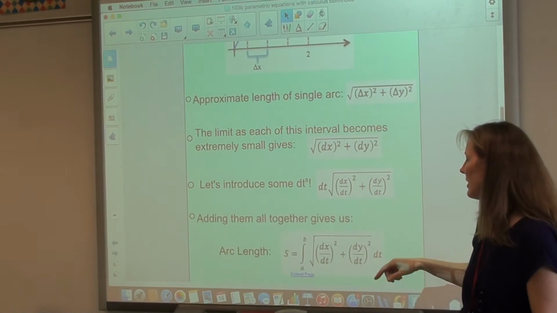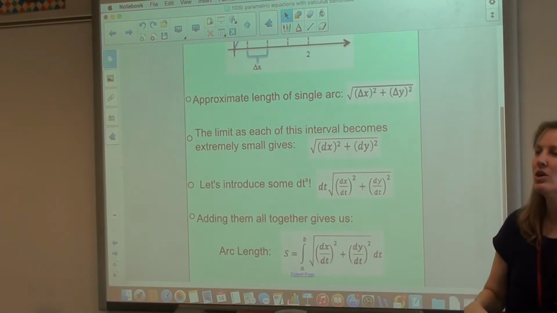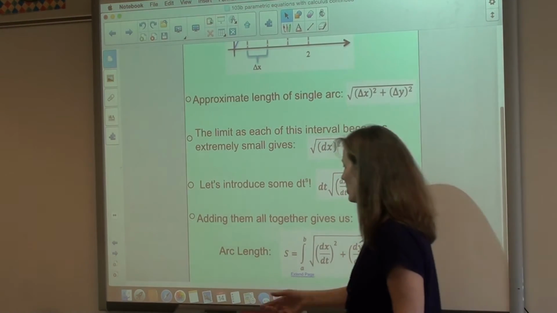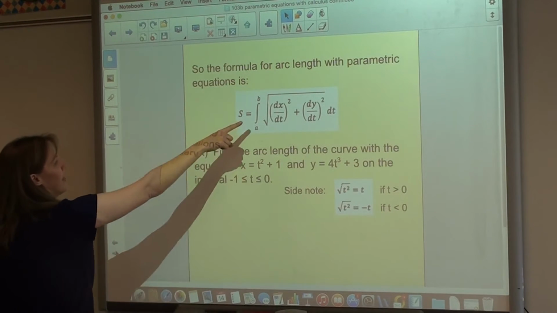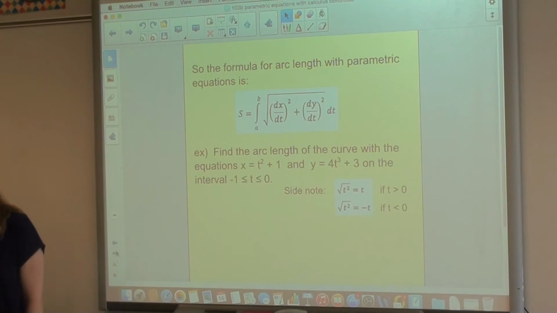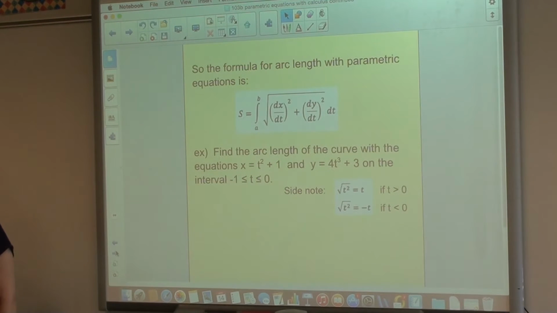And then of course we need to have the sum of all of them. So arc length on parametric equations is that right there. It's the integral from a to b of the square root of dx dt squared plus dy dt squared.